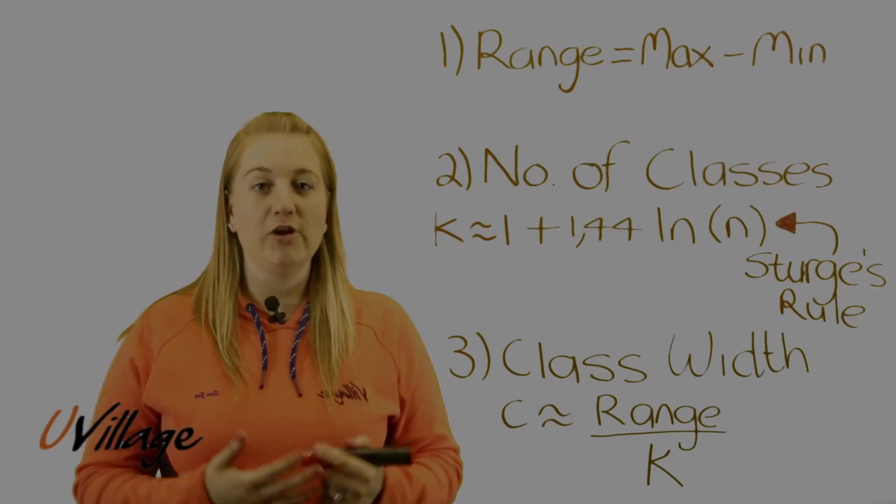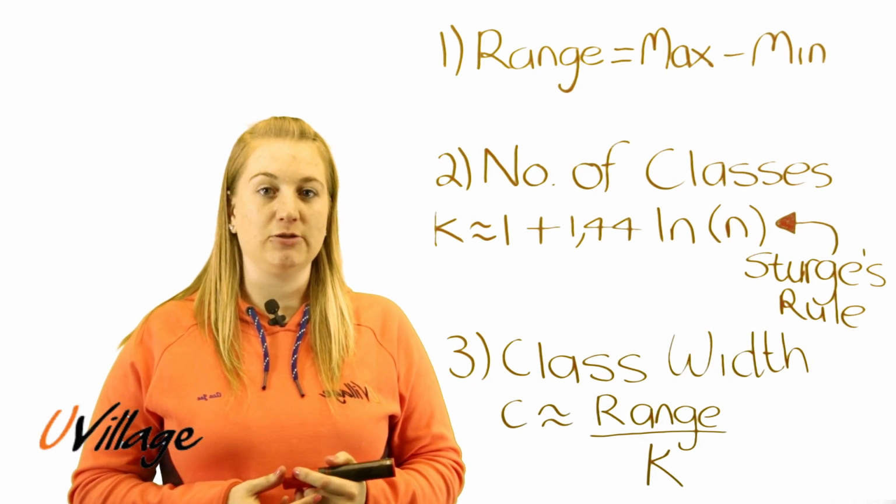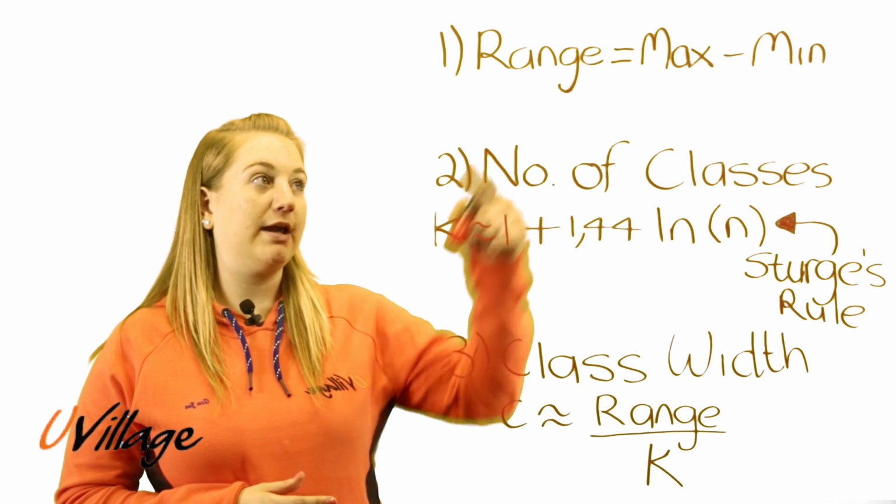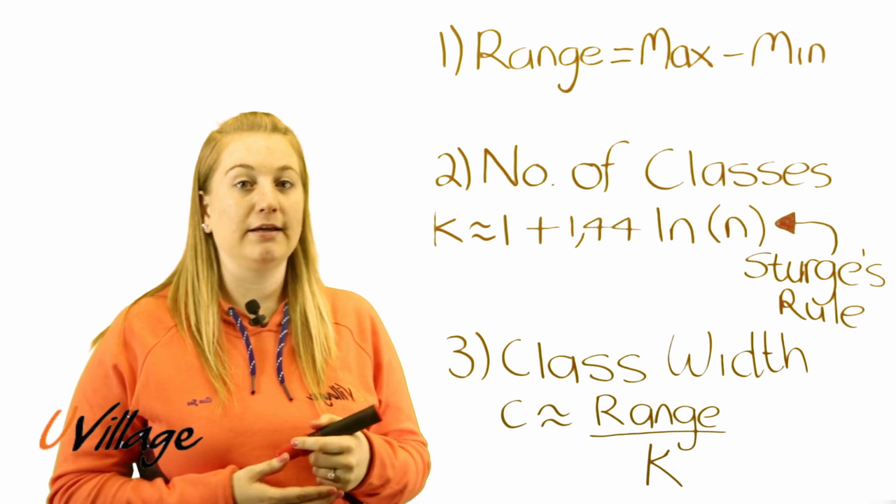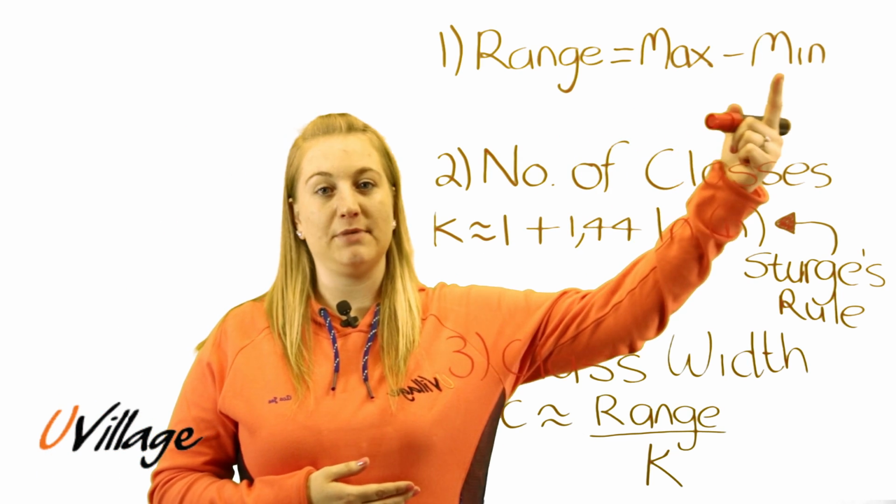There are 6 steps involved in constructing a frequency distribution. In order to understand these steps, I'd rather take a look at an example and go through each step one by one with you. The first step in constructing a frequency distribution is to determine the range. This is done by calculating the maximum minus the minimum.